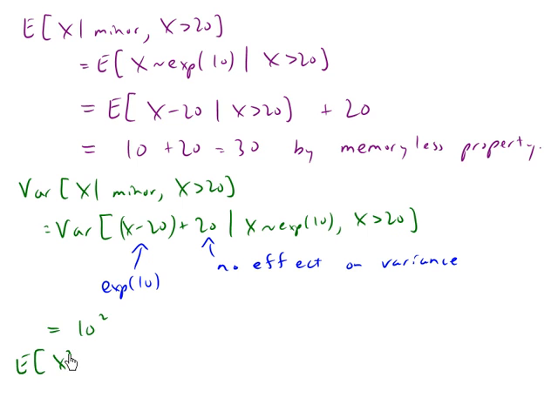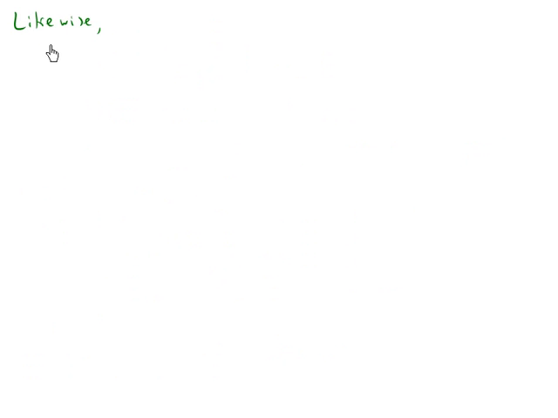And if I wanted to, I could also work out the second moment, right? Because what's the second moment of x, given that it was a minor accident that exceeded 20? Well, that's going to be the first moment squared plus the variance. So those are all of my conditional moments of x, given that it was a minor accident that was greater than 20. So that was one of our cases, but what about the other case?